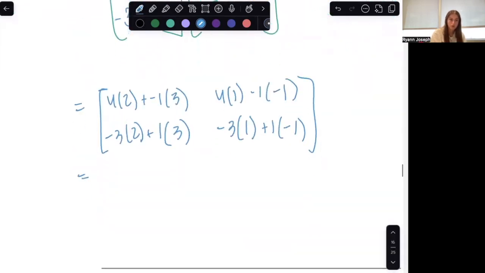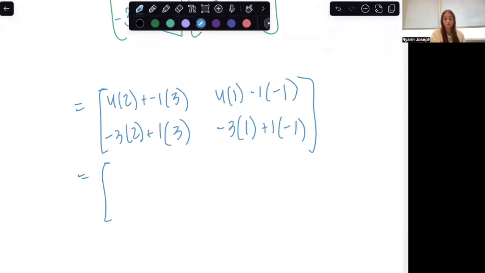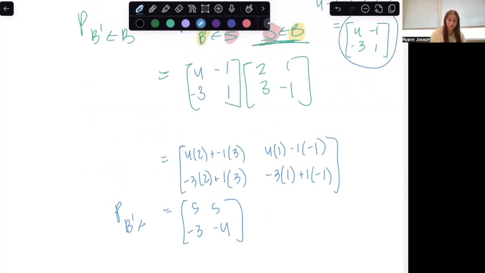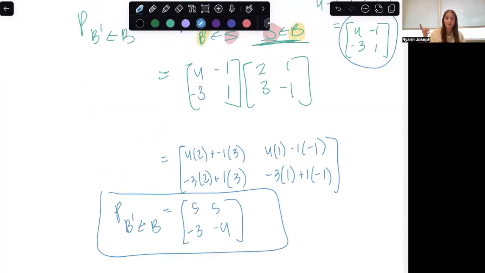This gives me 8 - 3 is 5. 4 + 1 is 5. -6 + 3 is -3. And -3 - 1 is -4. And that's it. That is my change of basis matrix that goes from B to B prime.